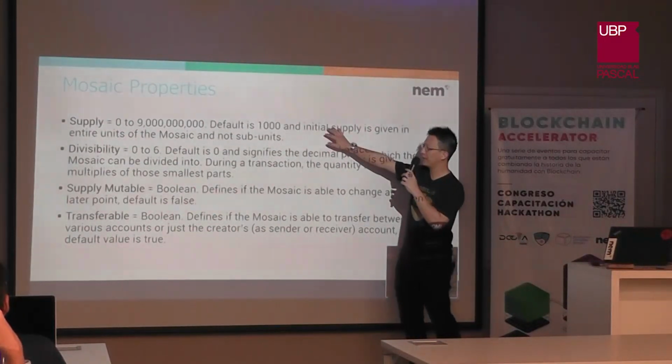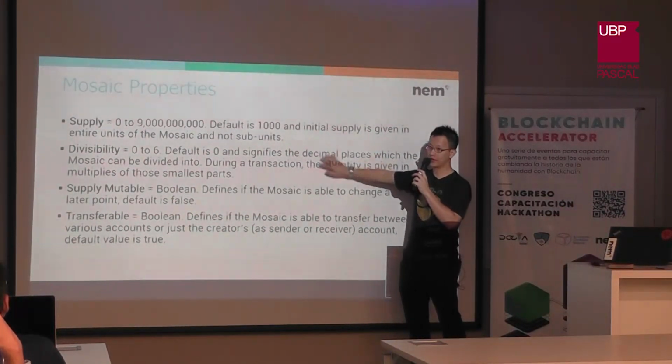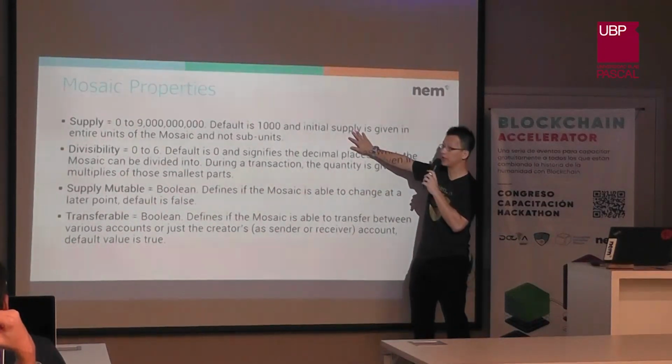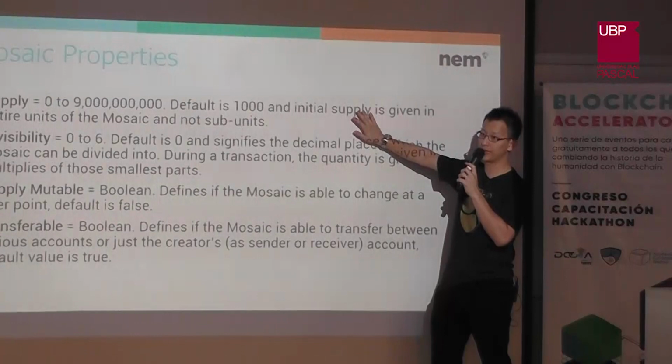Okay, so I'm going to go transparent. Okay. So let's just say today you create maybe 1 billion of the supply, and you set this to true, and you find that it's not enough, you can always increase it. But again, when you increase it, maximum is 9 billion.